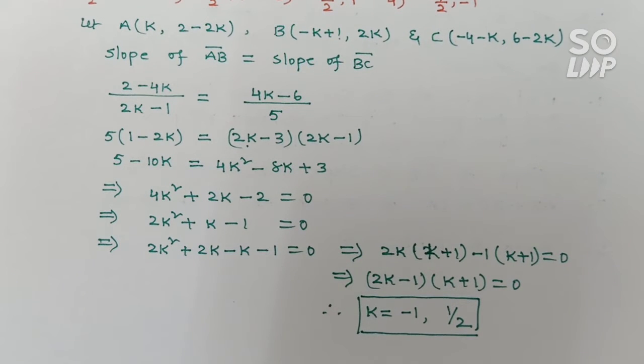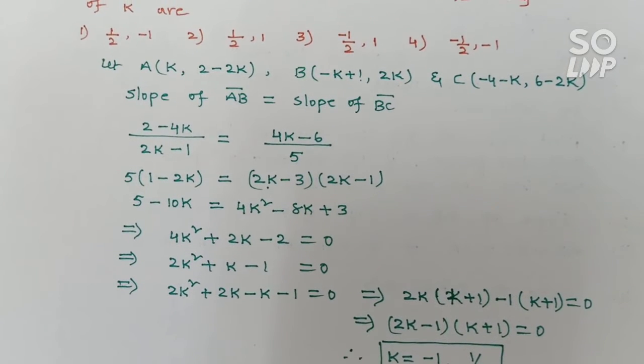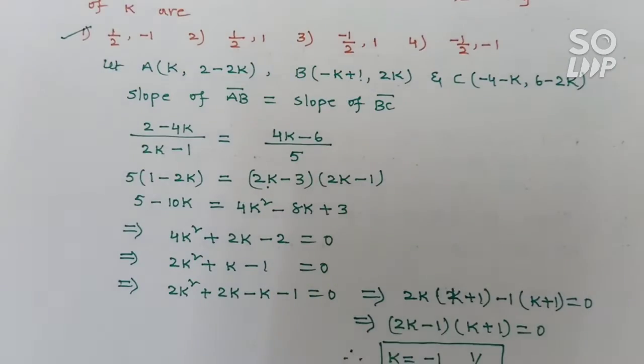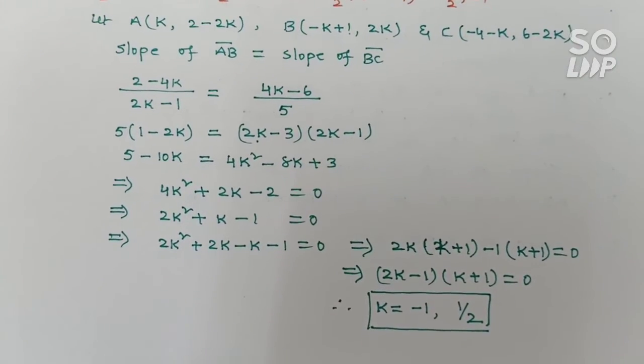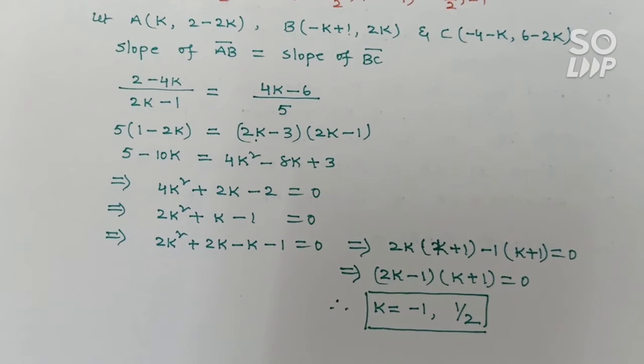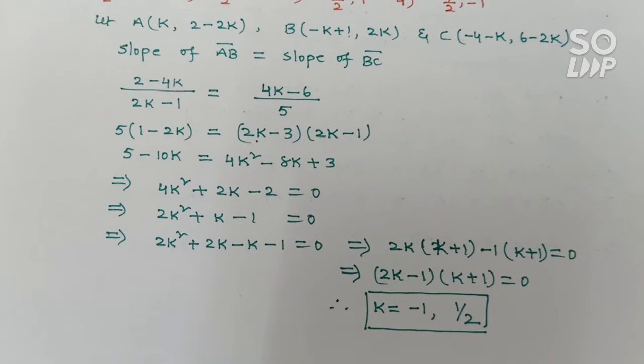So, minus 1 comma 1 by 2. Which is the correct option? First option is the correct answer. So k is equal to minus 1 comma 1 by 2. So right, we'll see the next question.